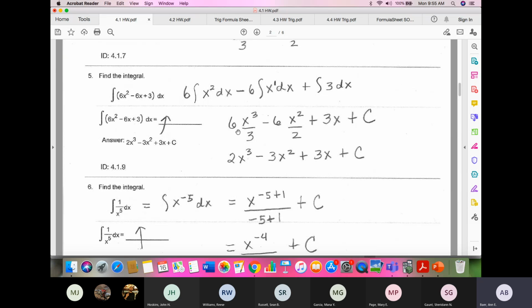And then we just need to clean everything up. 6 divided by 3 is 2. And then x cubed. -6 divided by 2, 3. Plus 3x plus our constant of integration. Anyone have any questions on that on number 5?